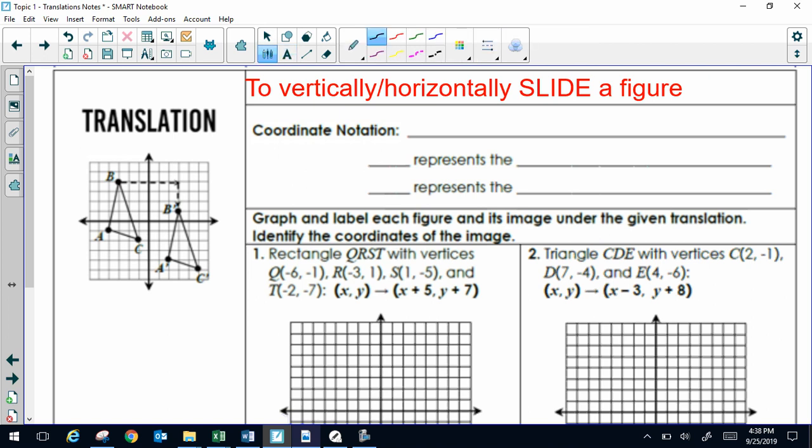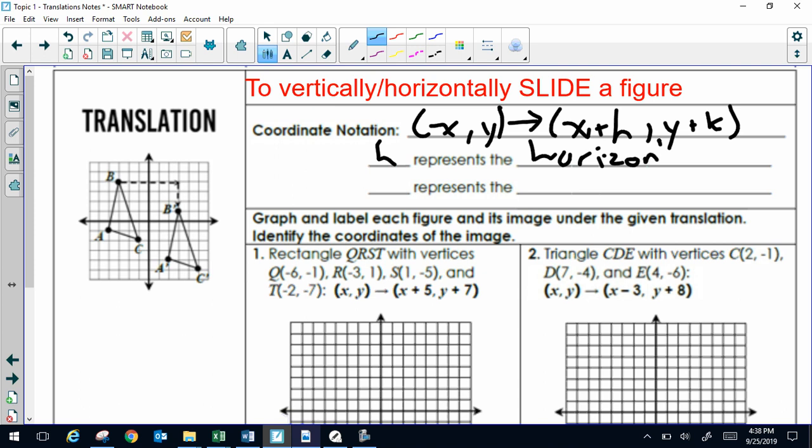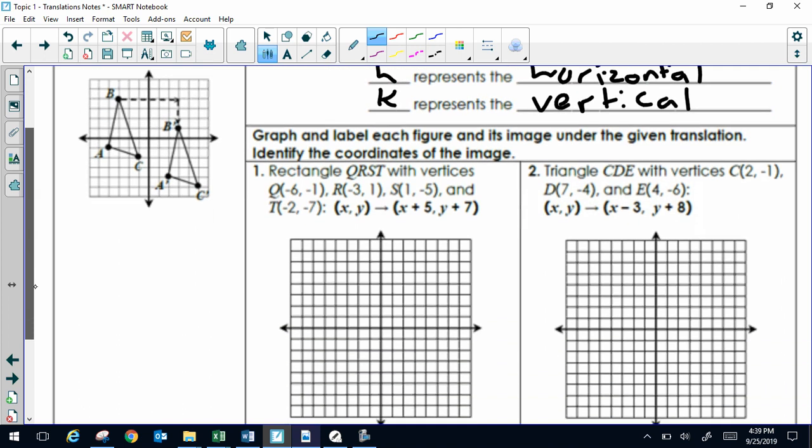You have this thing called coordinate notation, and here's how it looks. They will always give you this. They'll give you (x, y), and then they'll say (x + h, y + k). h represents the horizontal movement, and k represents the vertical movement. This will make a lot more sense when we actually do an example. So let's go ahead and do an example.